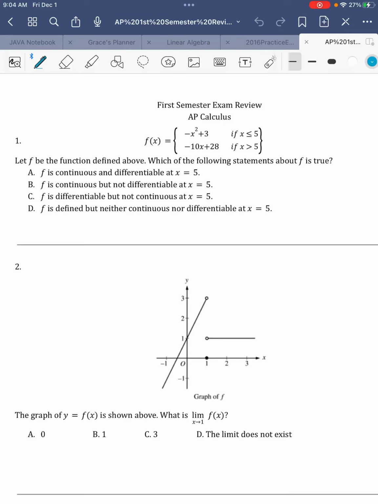All right, so these are going to be the first 5 questions for your first semester exam review. These first several are about limits and continuity for the most part. The first one says, let f be the function defined above, and we have this piecewise function. Which of the following statements about f is true?